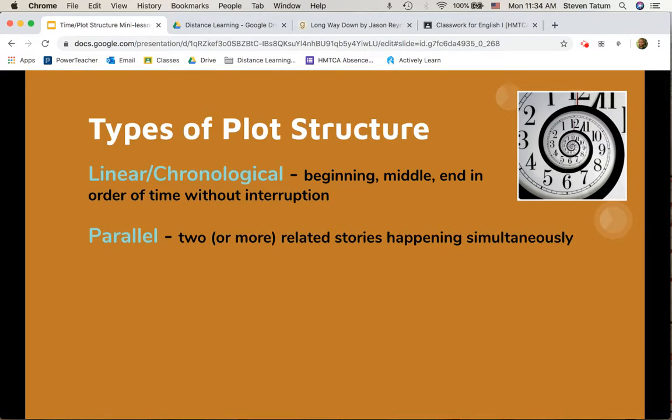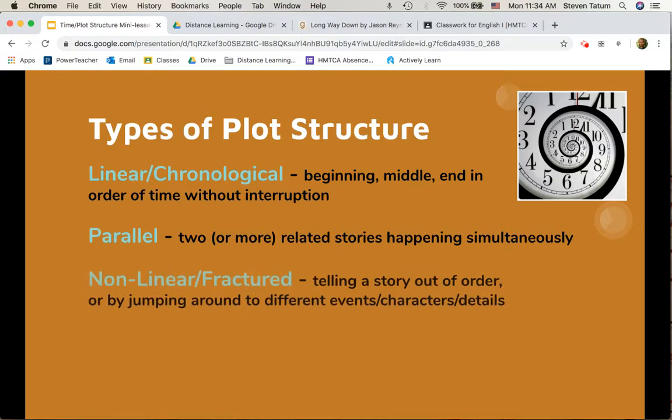In parallel structure, there are actually two or more related stories that are happening at the same time. Oftentimes, this happens like bouncing back and forth chapter to chapter between two different characters' perspectives. The next one is nonlinear or fractured. This one is not very common, and it's probably the most complicated.